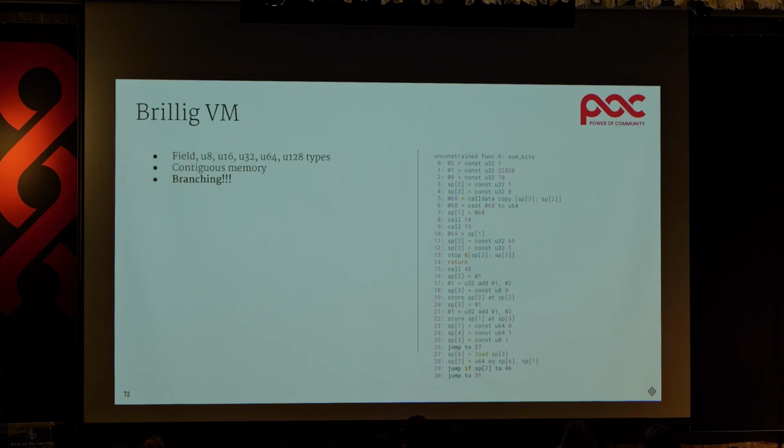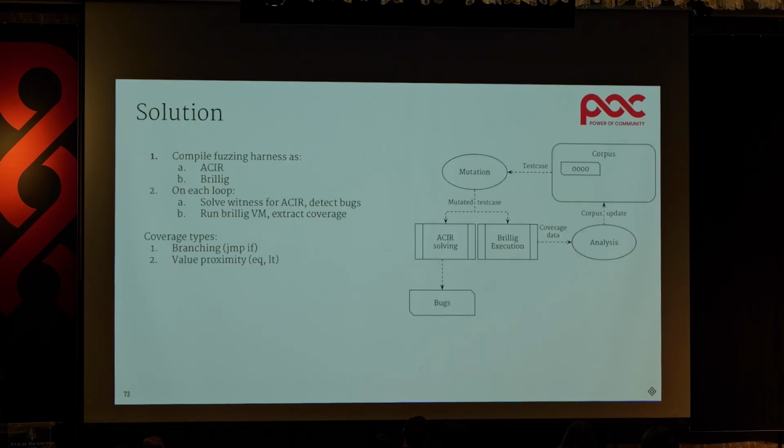It is a virtual machine that uses field, U8, U16, and up to U128 types. It has contiguous memory, and what's useful is it has branching. And so what we can do is compile the same ZK circuit to also be compiled to the Brillig variant.